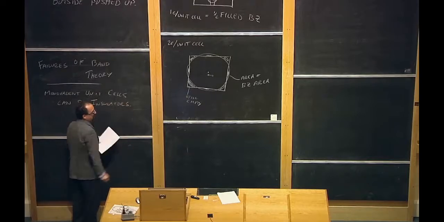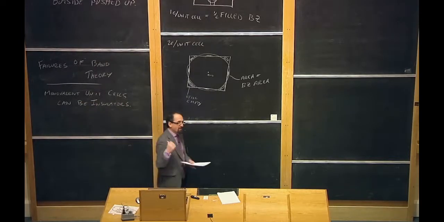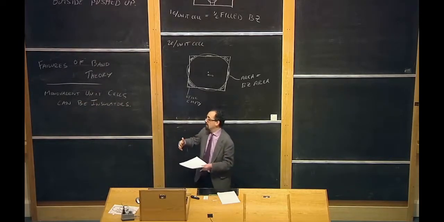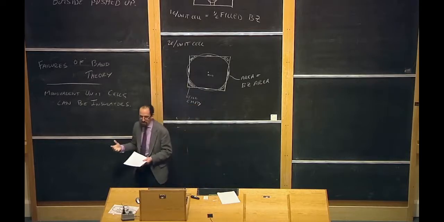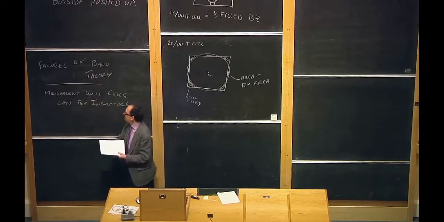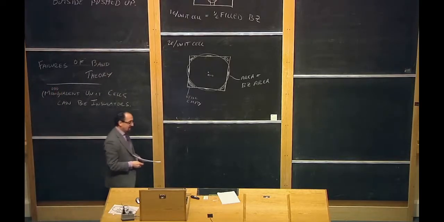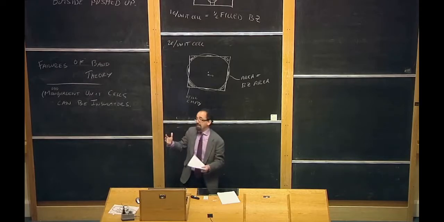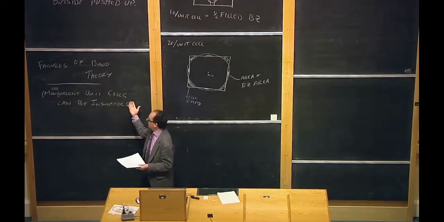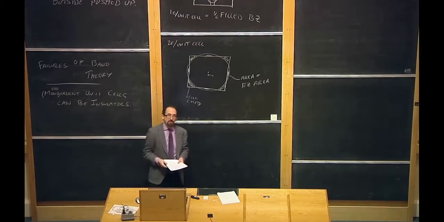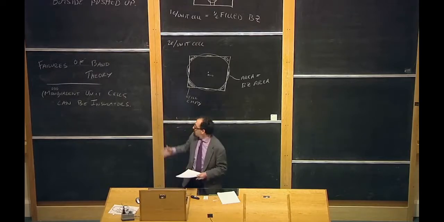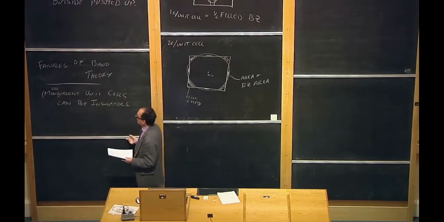And according to band theory, that should never happen, because if you have a monovalent or a trivalent unit cell, if you ever have an odd number of electrons per unit cell, maybe I should say odd valent in general, any odd valent unit cell can be insulators in general. In band theory, this should never happen. If you have an odd valent unit cell, you should have a partially filled band, and so it should be a metal.